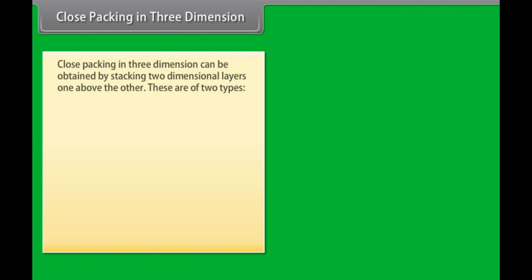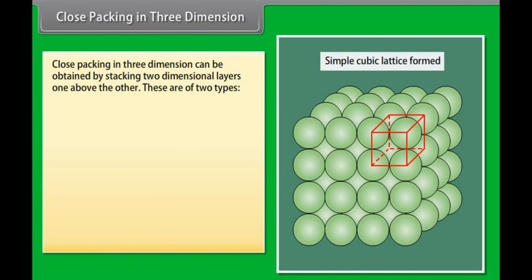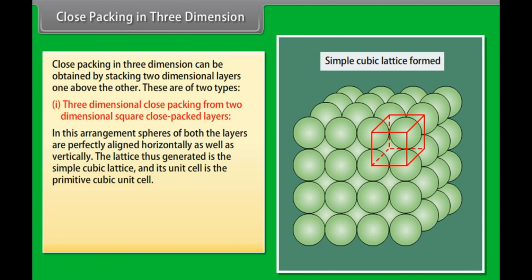Close packing in 3 dimensions. Close packing in 3 dimensions can be obtained by stacking 2-dimensional layers one above the other. These are of two types: three-dimensional close packing from two-dimensional square close-packed layers. In this arrangement, the spheres of both the layers are perfectly aligned horizontally as well as vertically. The lattice thus generated is the simple cubic lattice, and its unit cell is the primitive cubic unit cell.